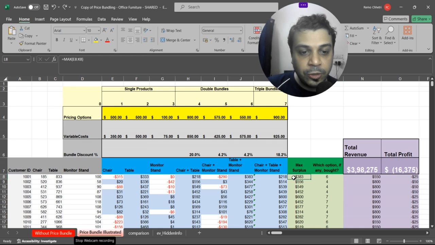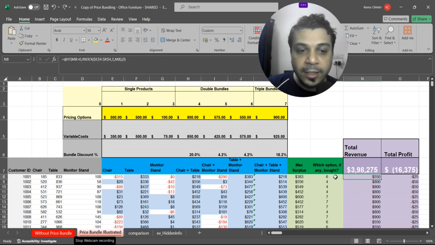As you can see here, 383 is the maximum one, and all this calculates here, as you can see in this formula. This is just a match formula to try and understand, okay, so if this is the one that's the maximum surplus, let's understand which column it corresponds to. So it corresponds to this one, and if you go straight up, we see that it's the table plus monitor stand. Yeah, so that's the option. So this is the 6th option here, which has been bought.